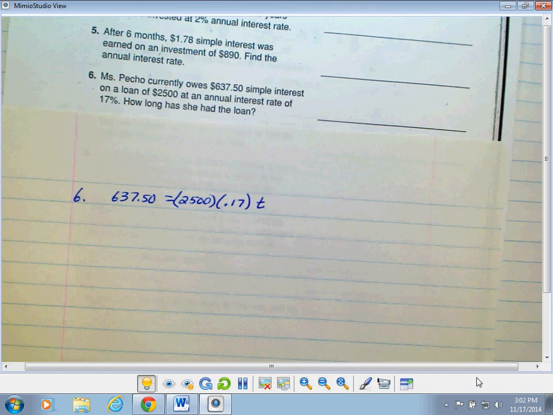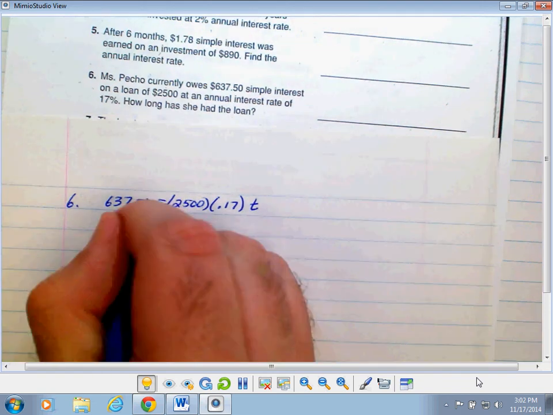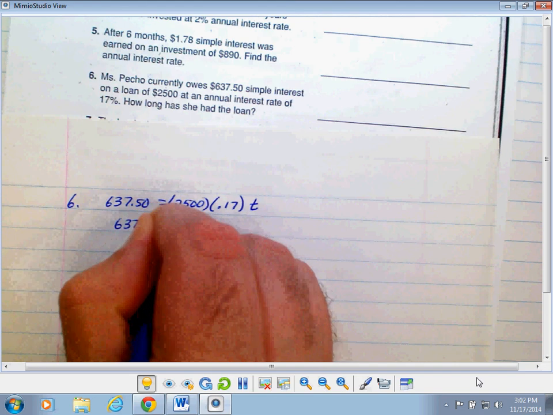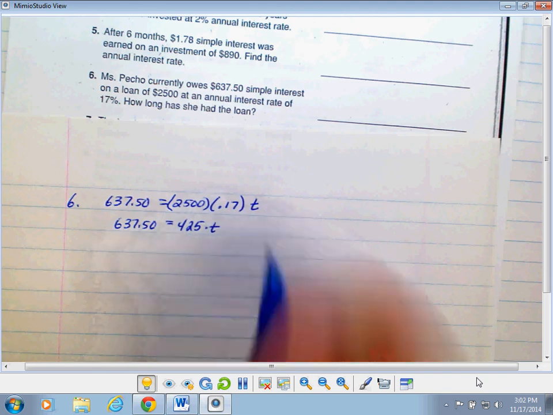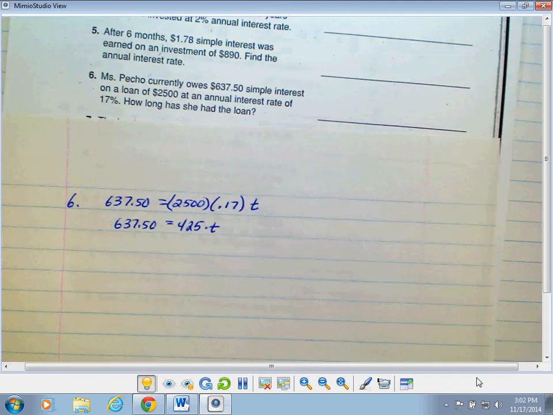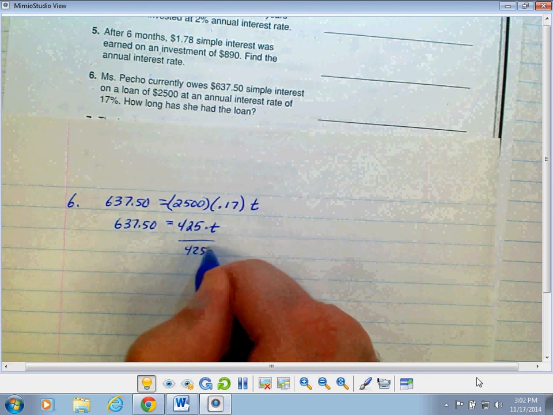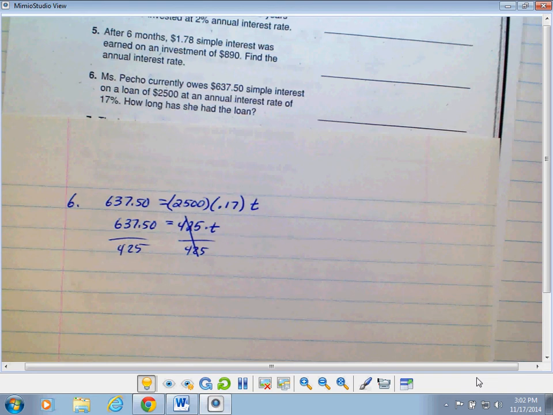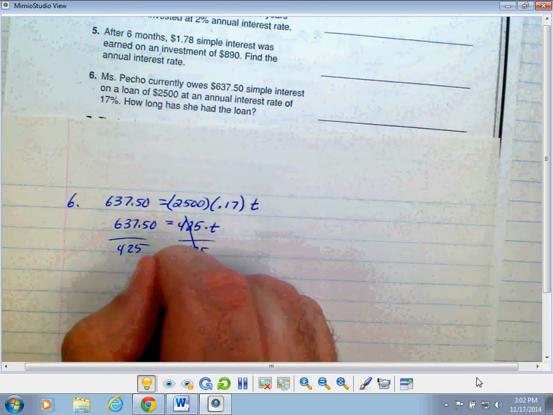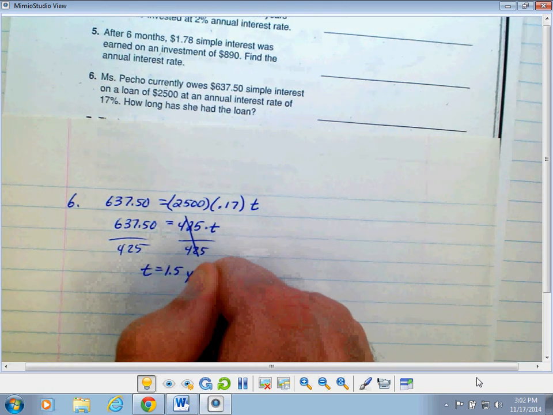So the way I solve this one, take the 2,500 times the 0.17. What happens is you get 637.50 equals 425 times t. And that makes it a little easier to solve for t. I just divide by 425 on both sides. And when I do that, I take 637.50 divided by 425, and I get t equals 1.5 years.